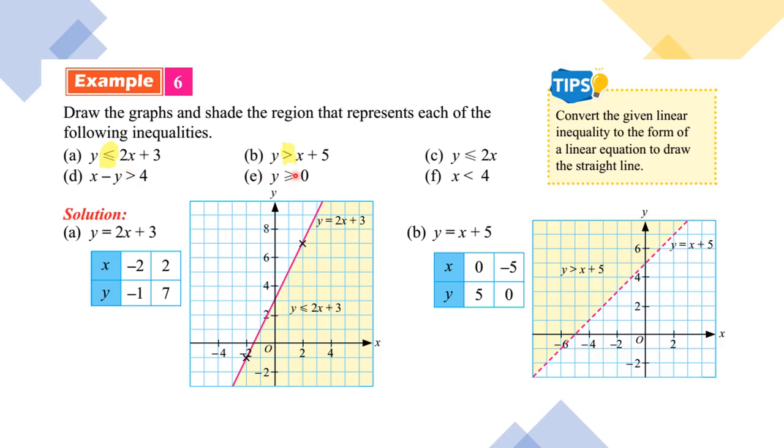B. y is greater than x plus 5. First, we construct a table. Next, we plot the points 0, 5 and negative 5, 0, and join the points with a dashed line because the sign here is greater than. And lastly, we shade the region above the straight line.